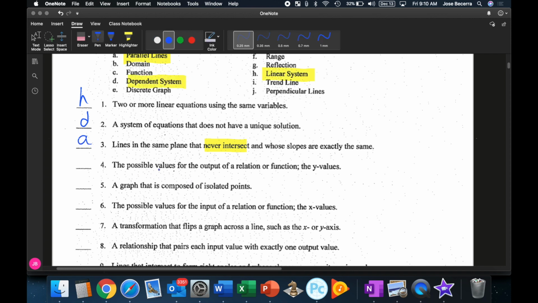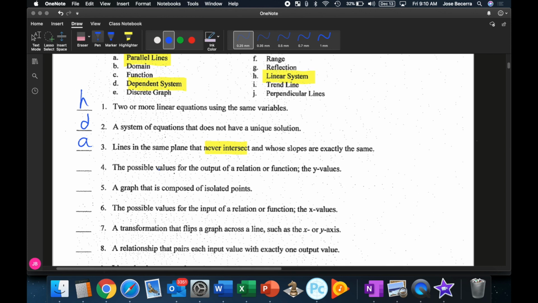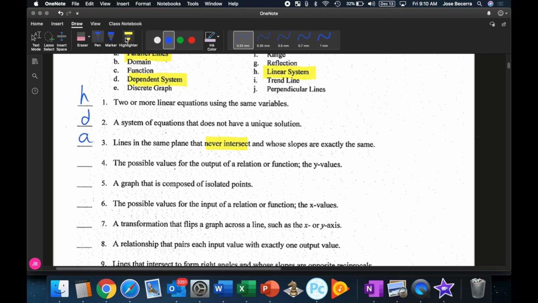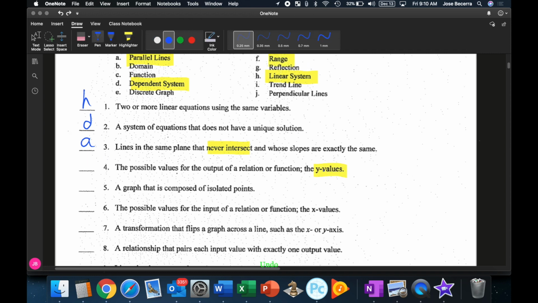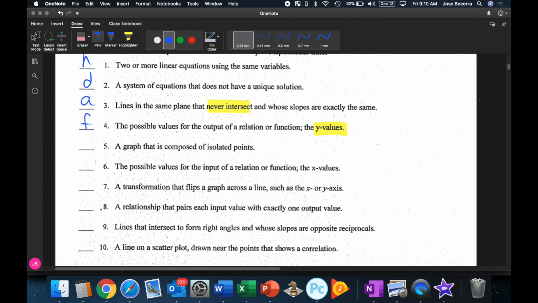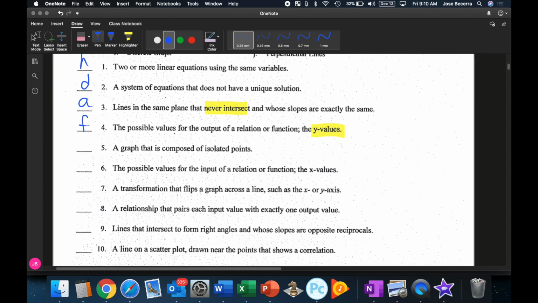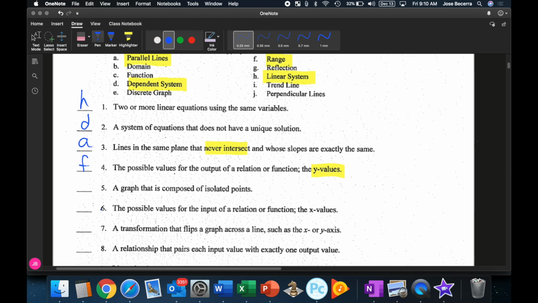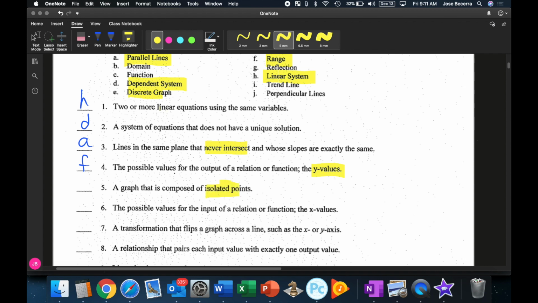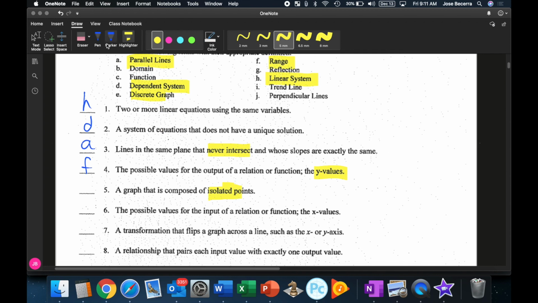All right. The possible values for output of a relationship, the y values, are going to be? Right. Y values refers to range. So that's going to be F. A graph that is composed of isolated points. This is a discrete graph. Okay. So when you hear isolated, think discrete. So that's going to be E.